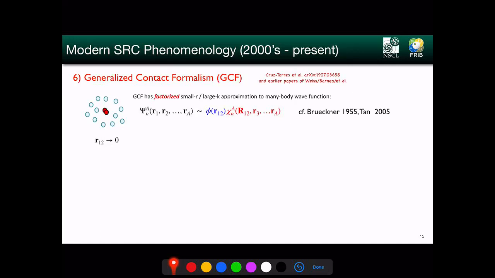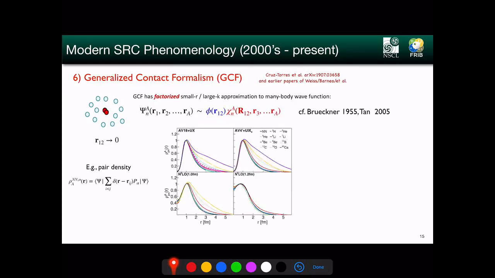So in either one of those cases, the many-body wave function factorizes. And the key thing here is that this blue piece is universal. It's the same for all nuclei. It's fixed by the two-body Schrödinger equation. And this red piece encodes all of the complicated many-body dynamics. And so this picture is used to explain things like universality in the pair density distributions at short distances.